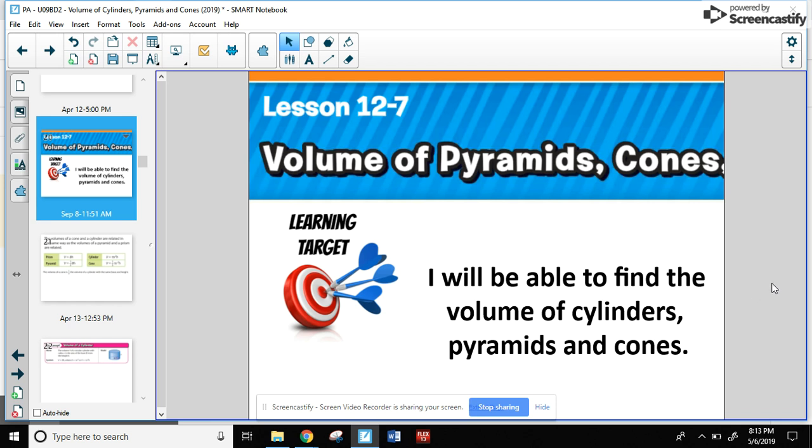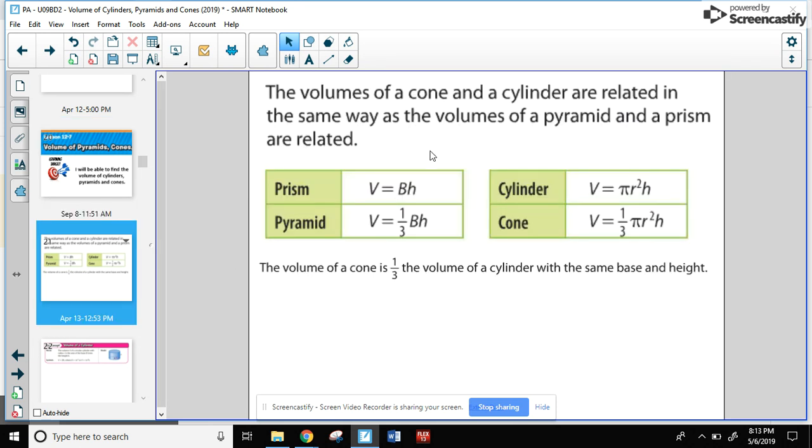Hello again. Now we are going to move on to our new learning target, which is I will find the volume of cylinders. We'll just start with cylinders for now. Your cans of beans, your cans of soup, your oatmeal canisters, cylinders are everywhere. And this is how we are going to find the volume of said cylinder.